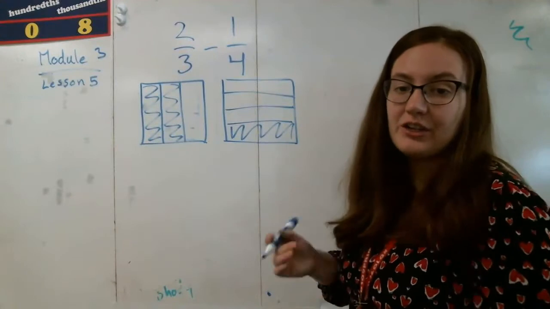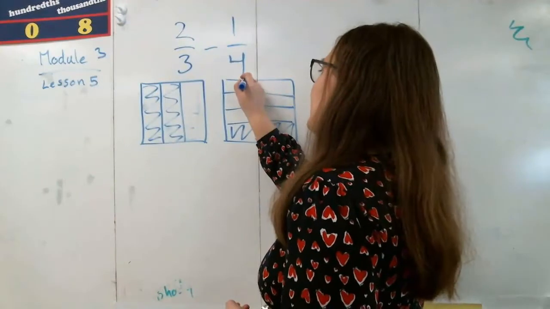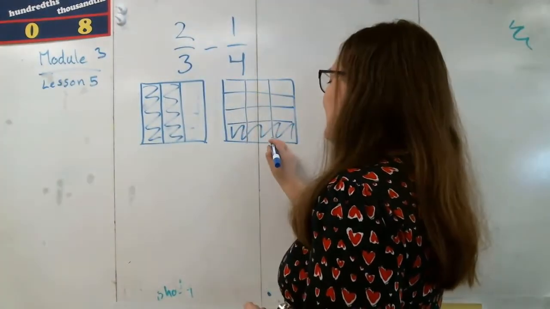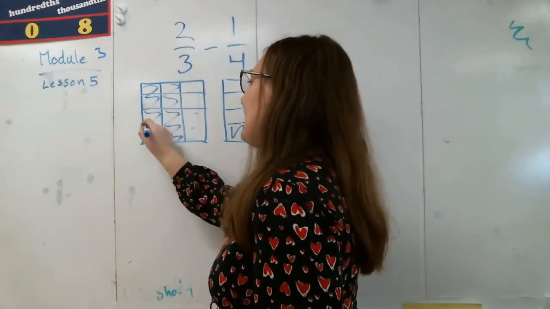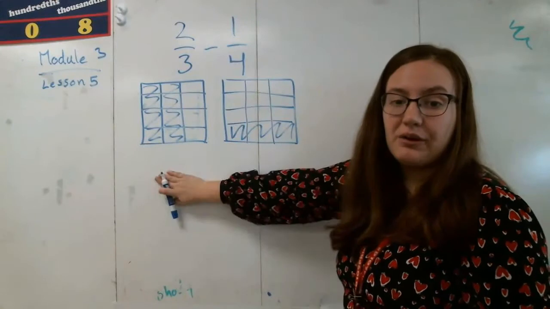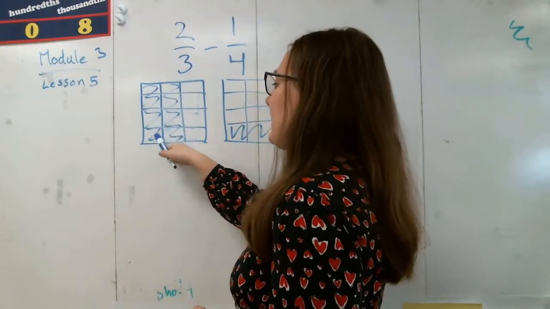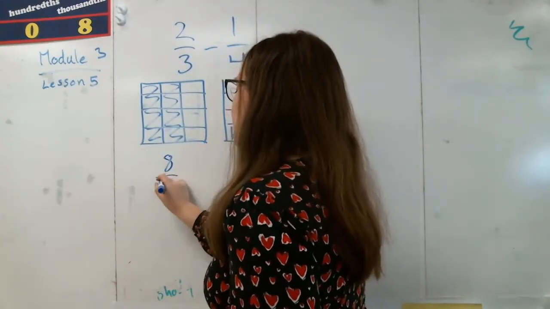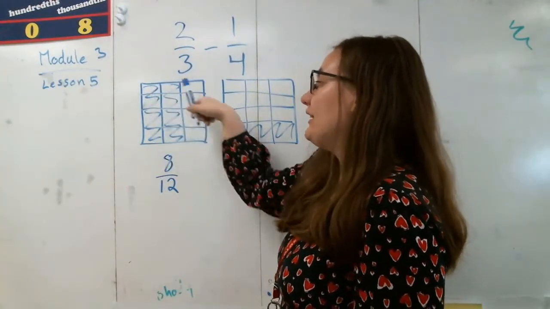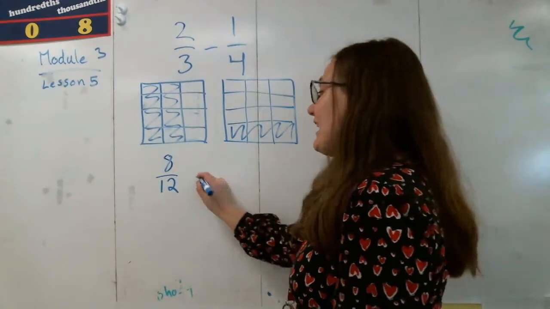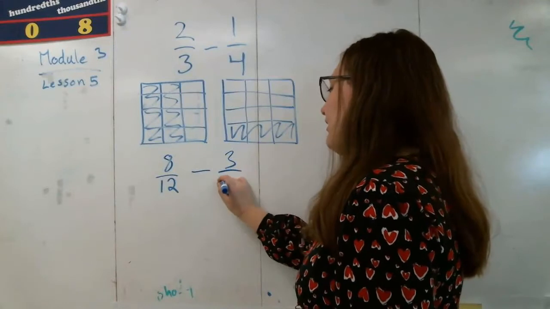So to do that, I'm going to make sure that both of my models look exactly the same. Since this one was split into thirds, I will split this model into thirds. And since this model was split into fourths, I will split this model into fourths as well. Then I need to write my equivalent fractions on the bottom. So I have 1, 2, 3, 4, 5, 6, 7, 8 out of 12 total boxes, because I have 3 going across, 4 going down. 3 times 4 is 12. Then I'm going to be subtracting 1, 2, 3 out of 12 as well.